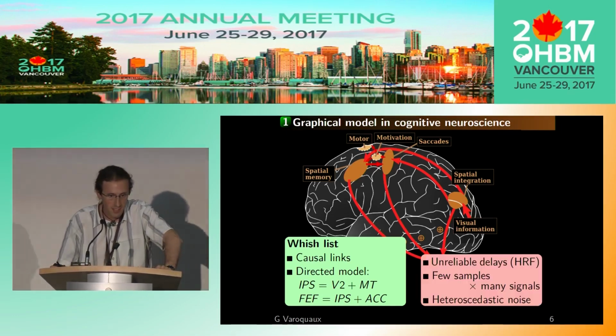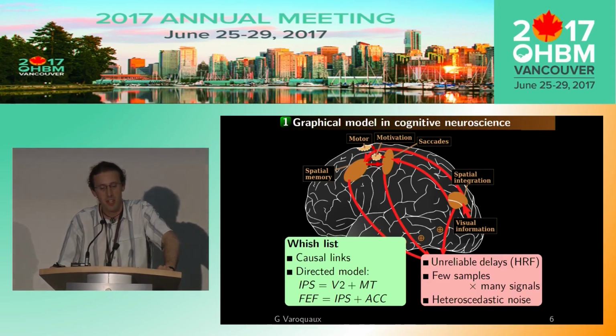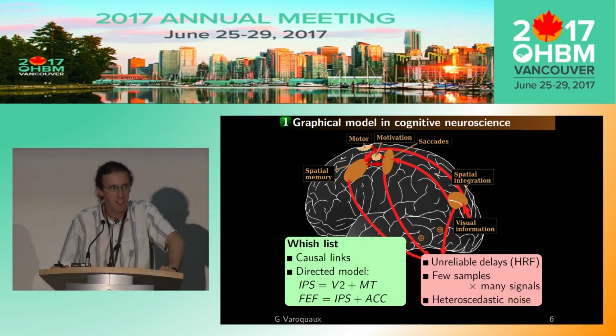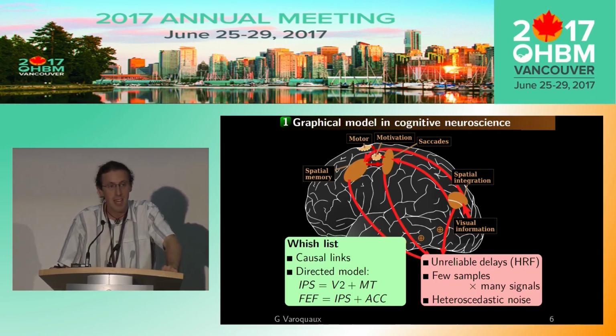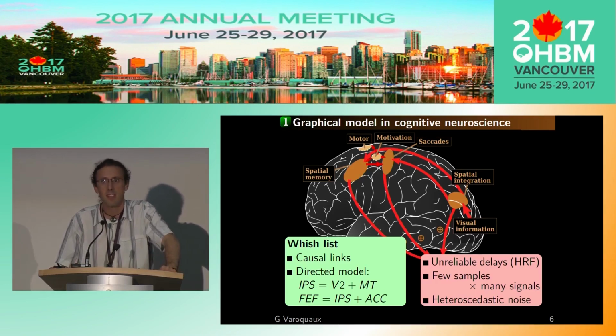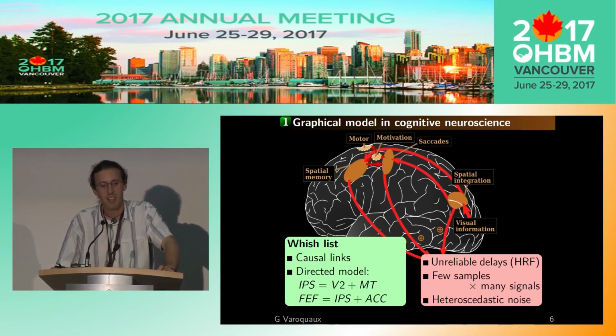Now, in practice, we're dealing with fMRI, and it's not ideal. We can't trust the delays, hence the failure of Granger causality that Vic has already mentioned. A big hurdle is that we have fairly few samples. We're looking at a few hundred samples per subject, and we often have many signals. Emily just told us that she likes to work with 200 to 300 regions. And on top of this, we've got really horrible noise that is structured. So my opinion is that causal models in such situations are not viable.